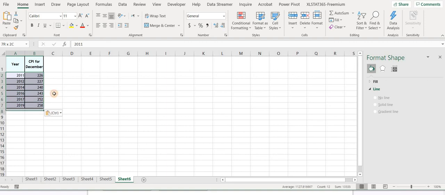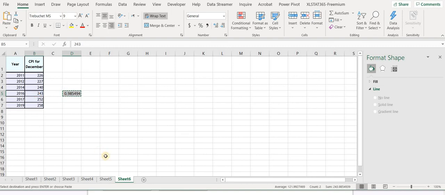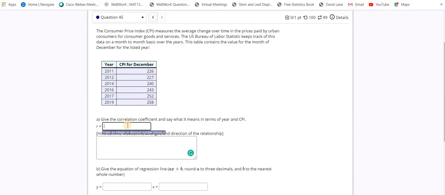And then we're going to compute the correlation coefficient here. So this is CORREL(x, y). So this is the correlation coefficient. I'm going to enter it here. And this gives us a hint here to comment about the strength and the direction of the relation. So we're going to say there is a strong positive correlation between the year and the CPI for December.